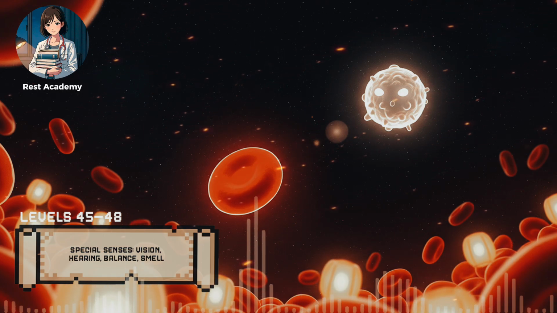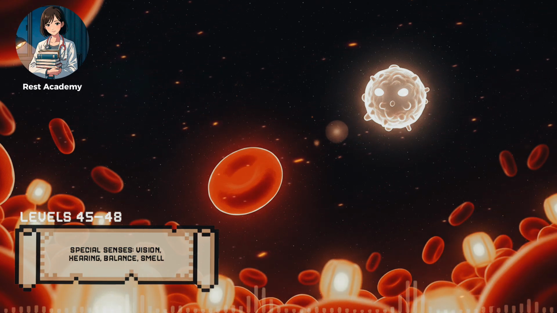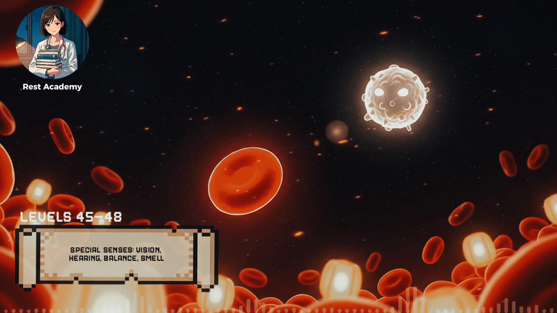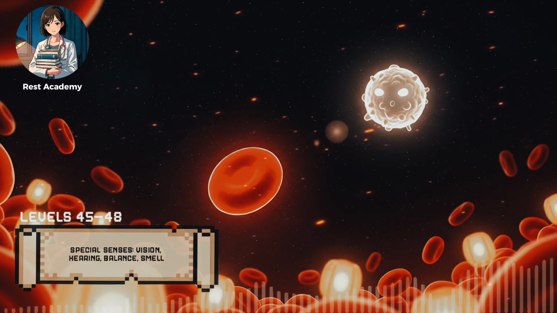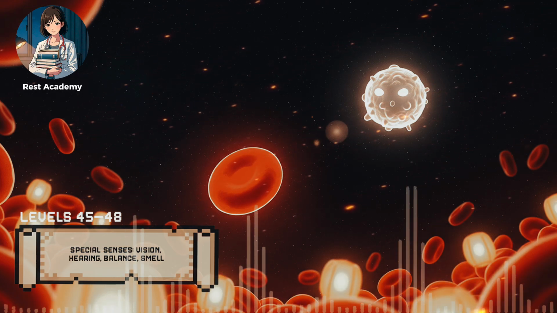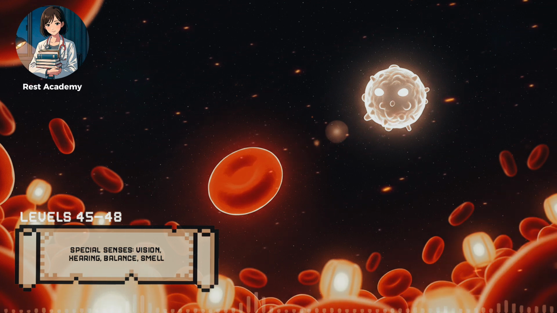Four senses, vision, hearing, balance, and smell, demonstrate how external stimuli become electrical codes interpreted as experience. Vision begins in the retina, where light passes through transparent layers before reaching photoreceptors. Rods detect low light contrast and motion. Cones discriminate color and fine detail in brighter conditions.